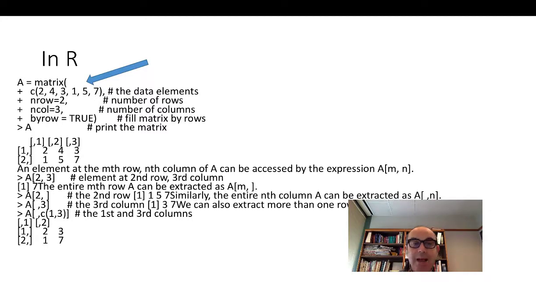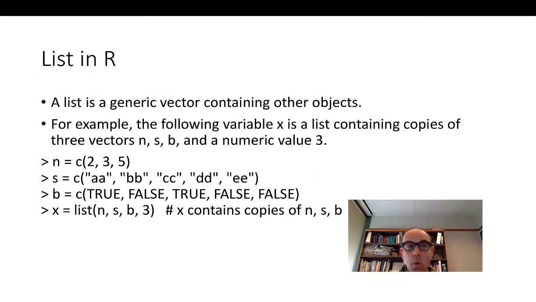So any element in the row and the columns of A can be accessed by the expression of M and N, and by doing that we are able to display it and to show what it consists of. Another way for us to display the container of the data is a list. A list is a generic vector containing other objects.